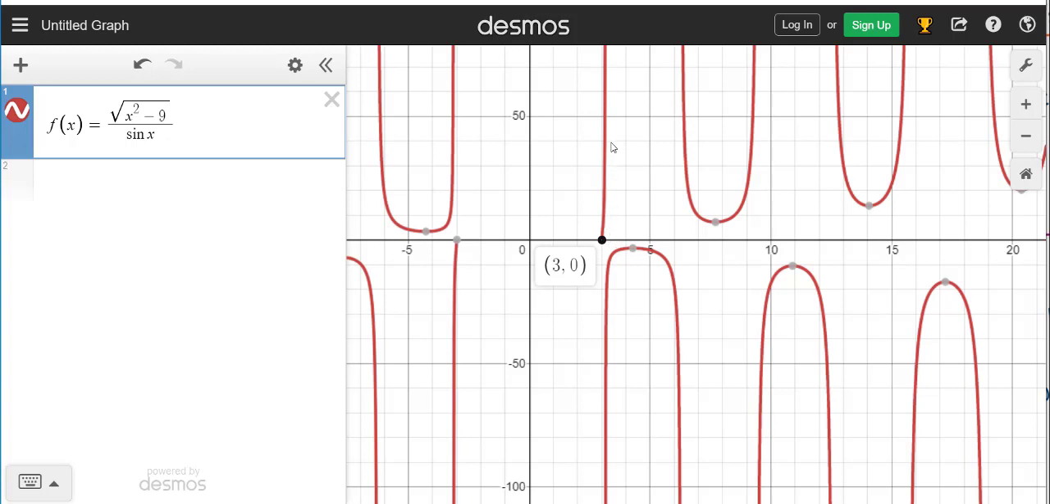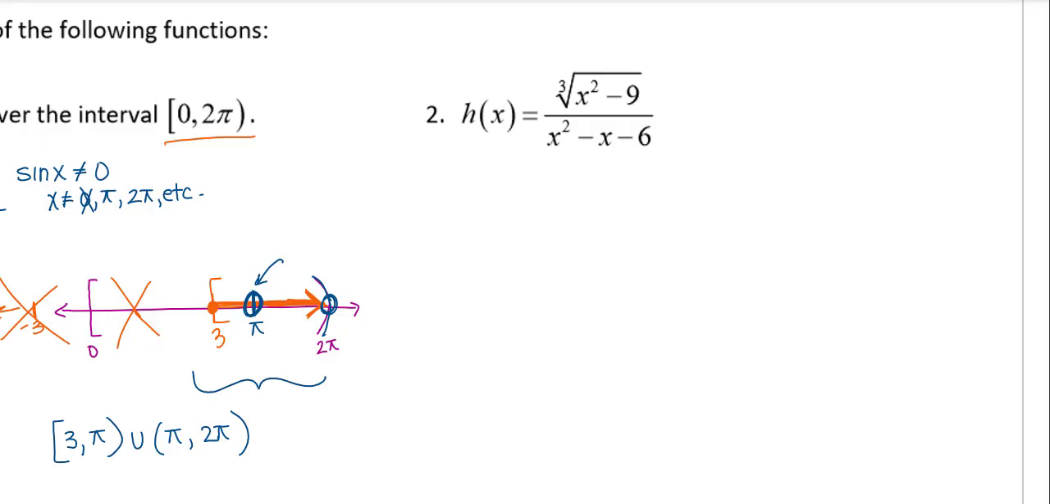And then we do have a point of discontinuity here at pi, which is approximately 3.14. And again, if you look at some of these values, you can certainly see that. And then it's going to have another vertical asymptote here at 2 pi. So our domain does match what the graph looks like. It's kind of a neat graph. So again, algebraically, that graph did match our domain that we stated.